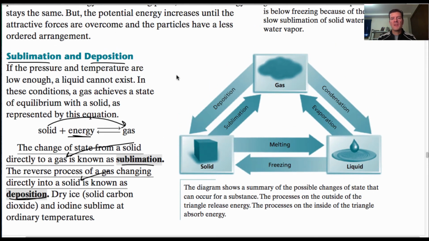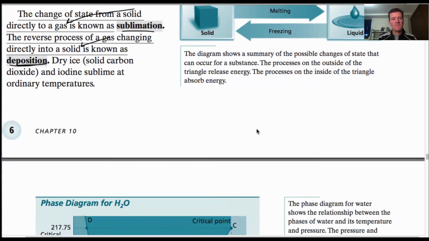All right, this diagram is very helpful. This sums it all up for you and shows you the different names of the phase changes. So this is something that you should know, and you can refer to this anytime you take a test or a quiz. Okay?